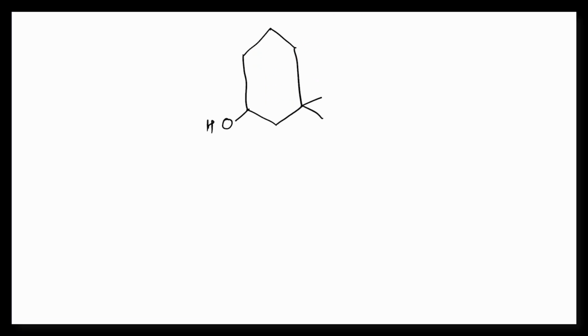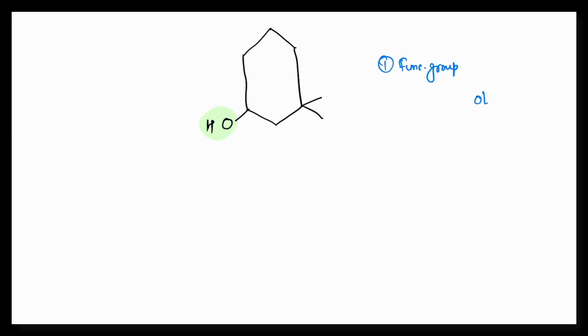We have a bond line diagram here, and our goal is to write the name of this compound. Using our step-by-step approach, the first thing we do is to identify the functional group. You can see that in this compound, we have a functional group, that is the OH group here. So this compound's name will end in an OL. We still need to find out the position of this OH group, but we will do that in a later step.